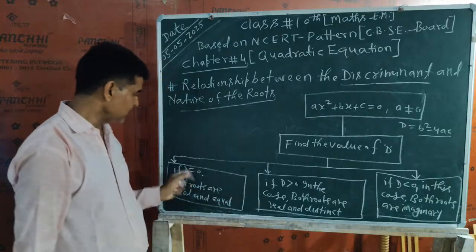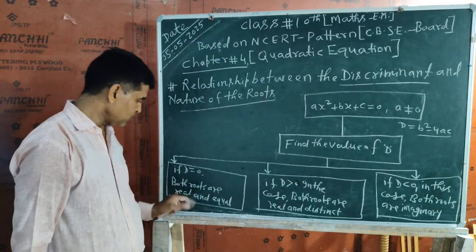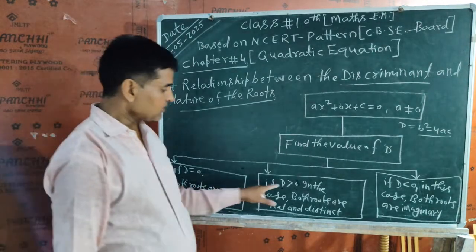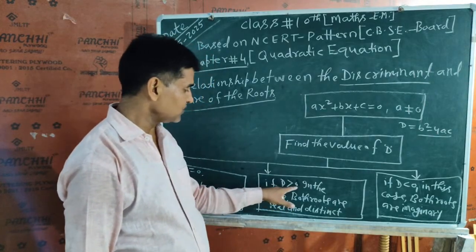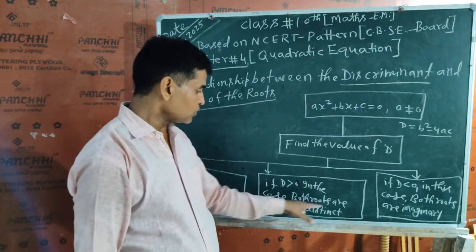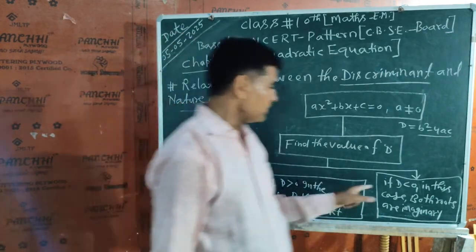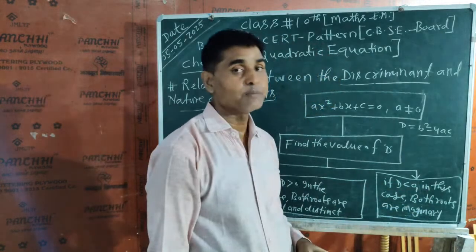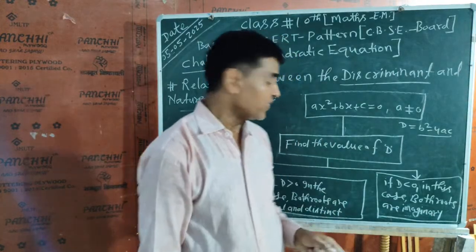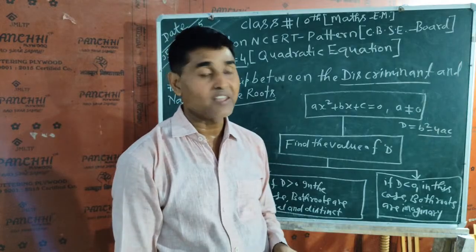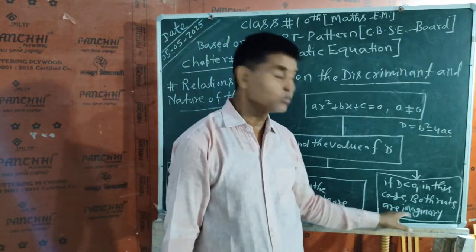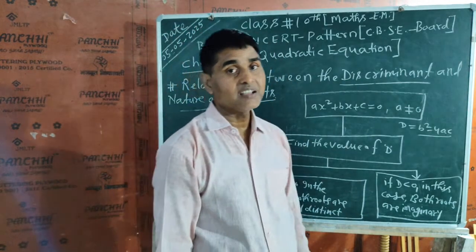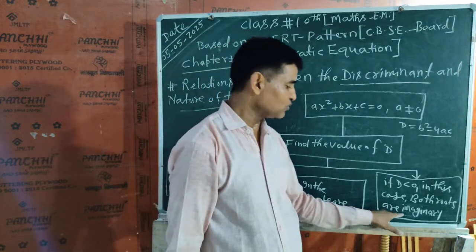The nature of the roots is given by the value of D. If D is equal to 0, in this case I will say the nature of the roots will be real and equal. If the value of discriminant is greater than 0, I will say both roots are real and distinct. But if D is less than 0, I will say both roots are imaginary. It means that the roots are not lying on the x-axis, that is, not intersecting the x-axis. Therefore I am saying both roots are imaginary. In other words, we can also say that it is a complex number. In 11th class I will also explain in detail.